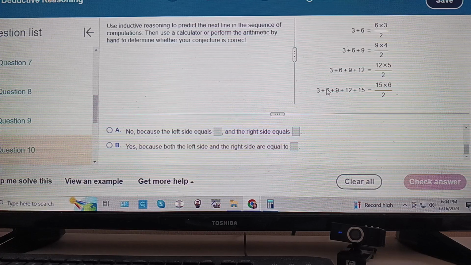And 3 plus 6 is 9, plus 9 is 18, plus 12 is 30, plus 15 is 45. And 15 times 6 is 90. 90 divided by 2 is 45. So it seems to work every time.